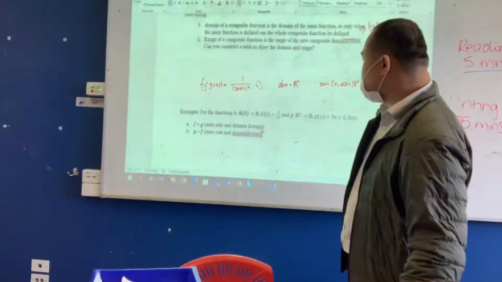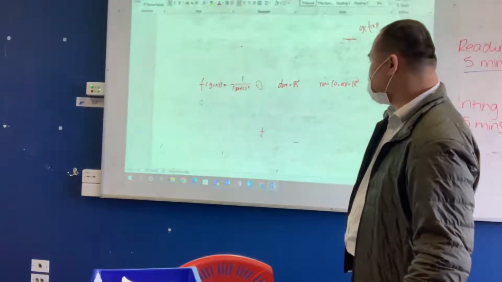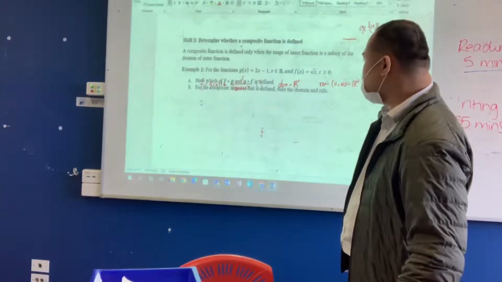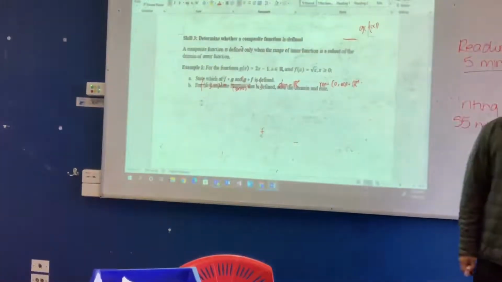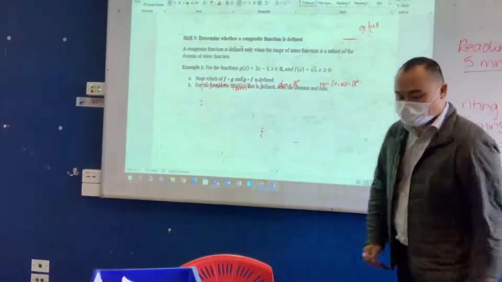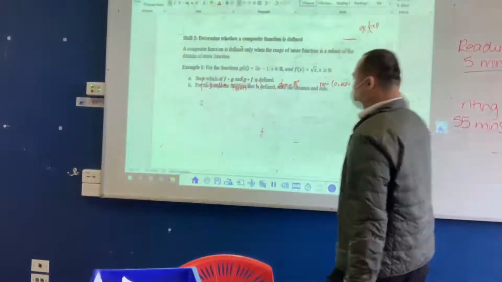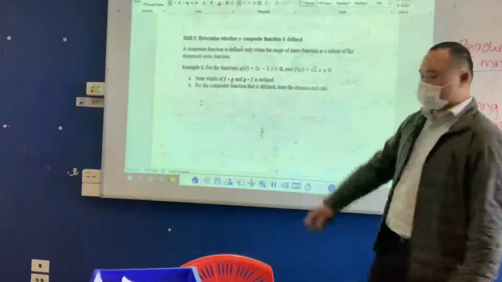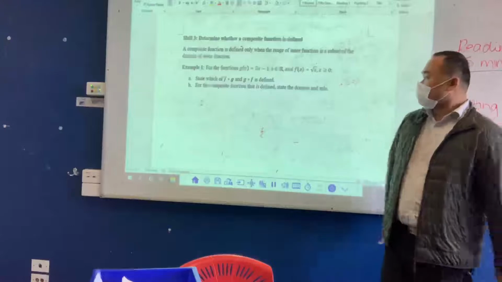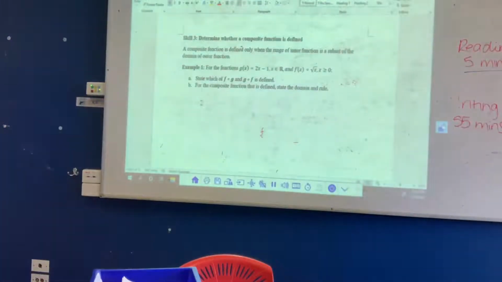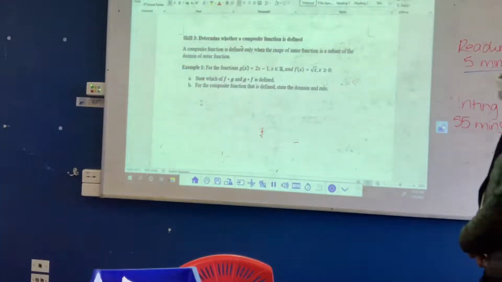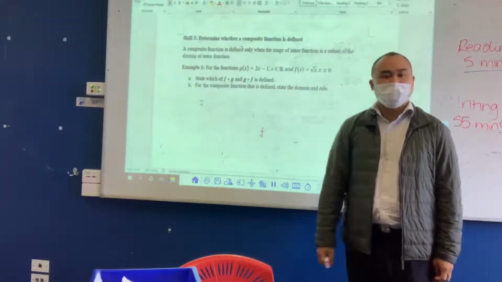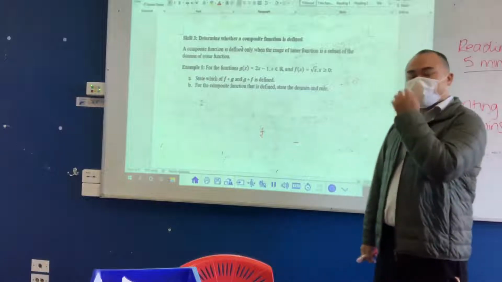Alright, then let's talk about the last skill. Okay, this one is the hardest one. Not all composite functions are defined. Some composite functions are not defined. How do we determine whether a composite function is defined or not? Basically, a composite function is defined only when the range of the inner function is a subset of the domain of the outer function. What does that mean? Why is that?